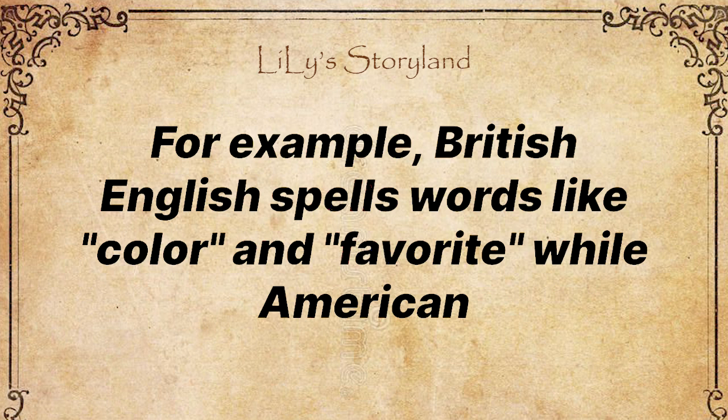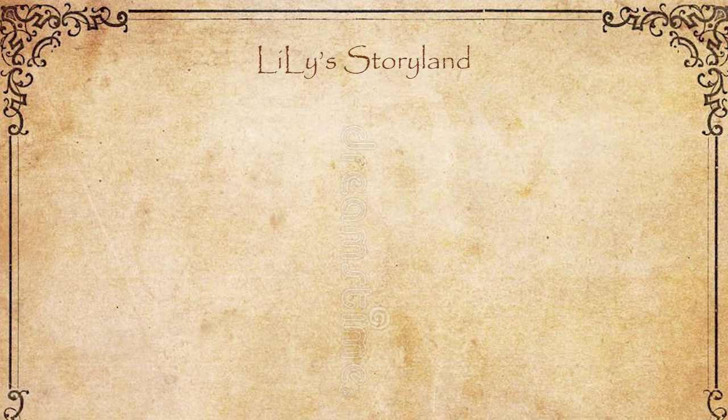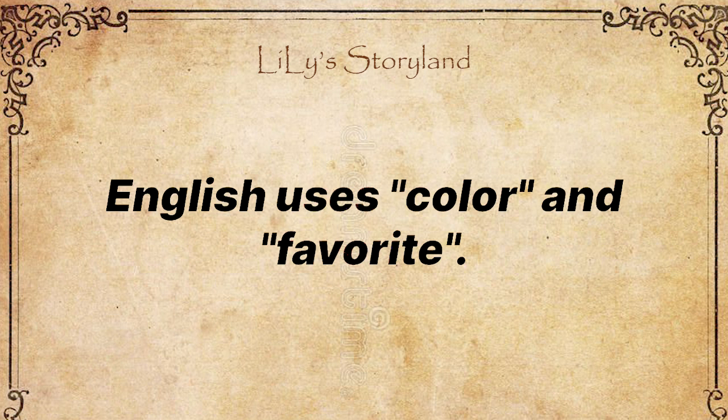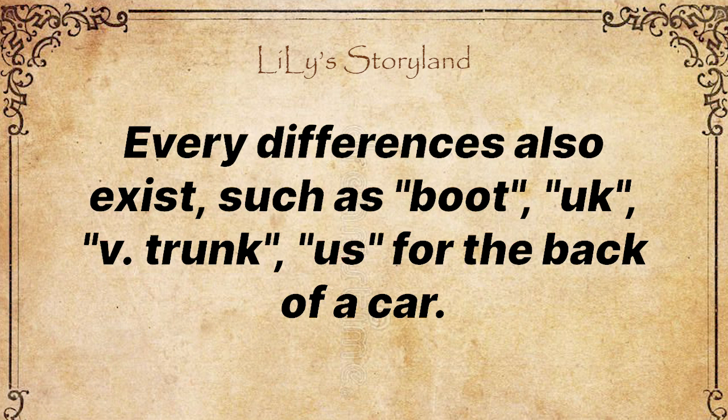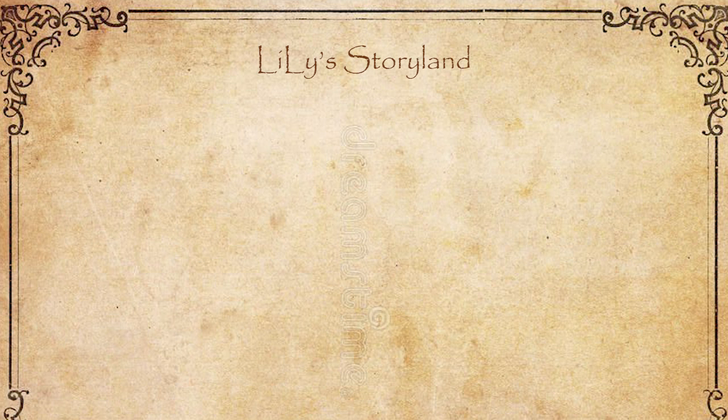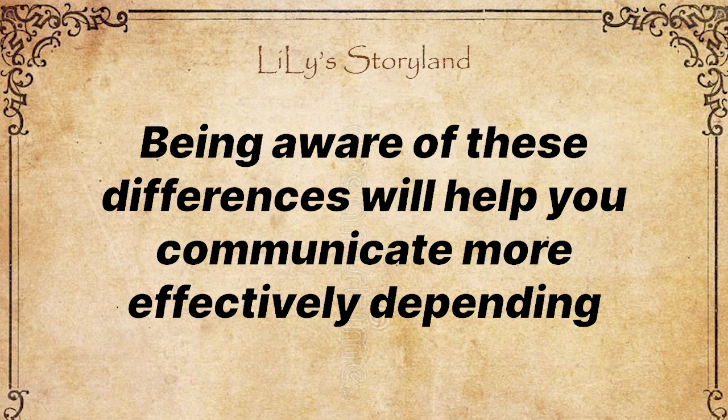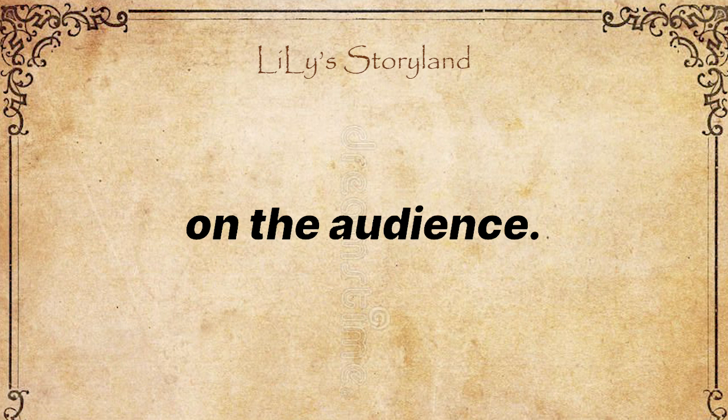For example, British English spells words like colour and favourite, while American English uses color and favorite. Vocabulary differences also exist, such as boot, UK, versus trunk, US, for the back of a car. Being aware of these differences will help you communicate more effectively depending on the audience.